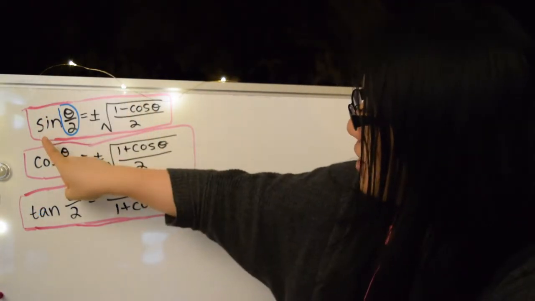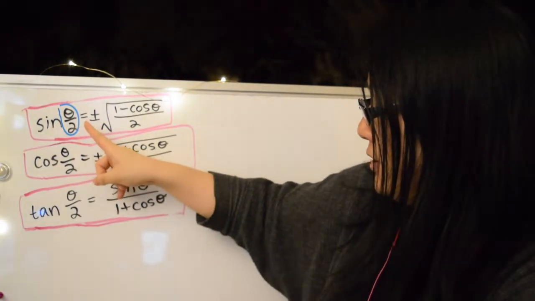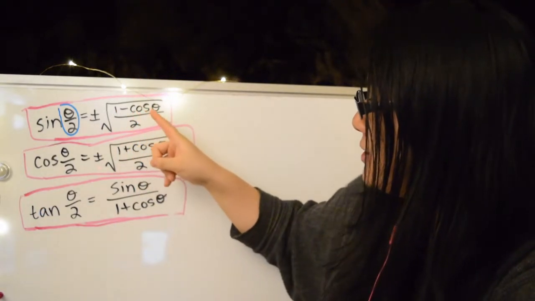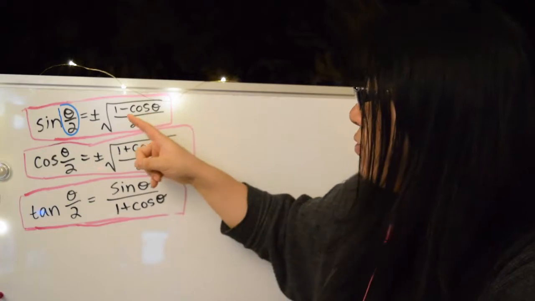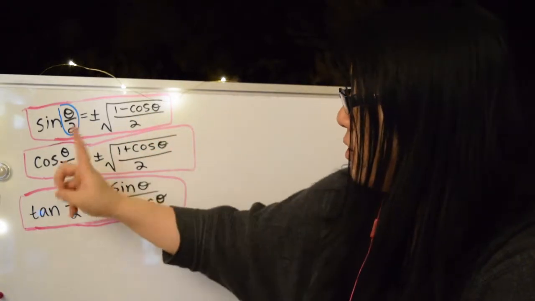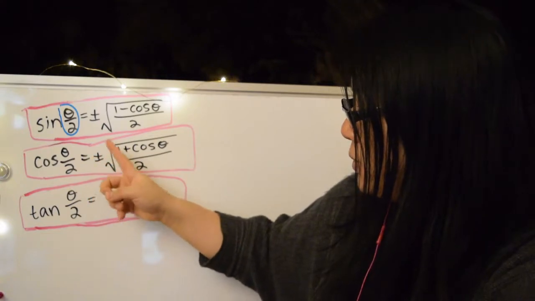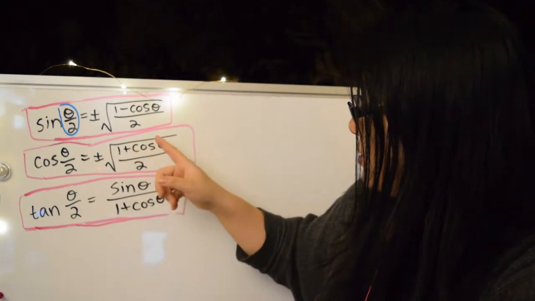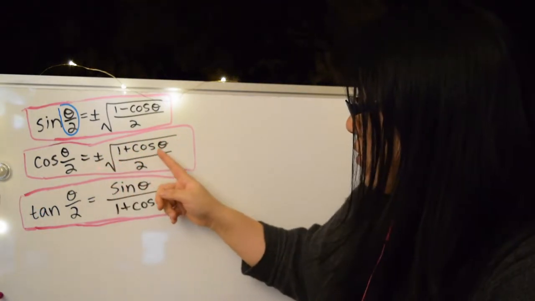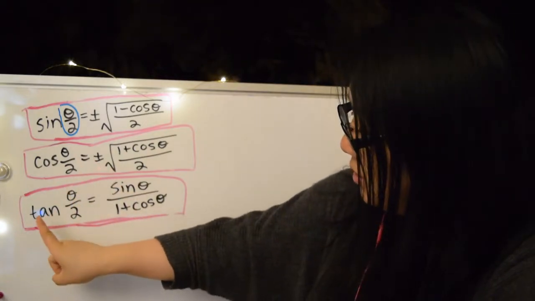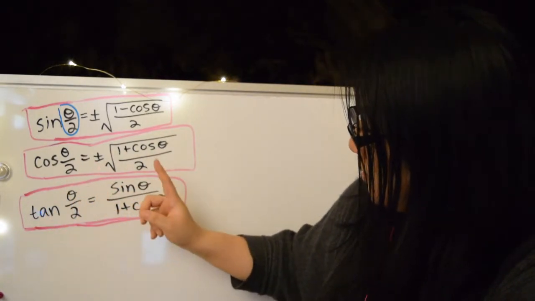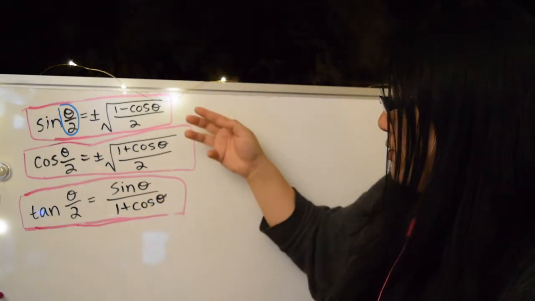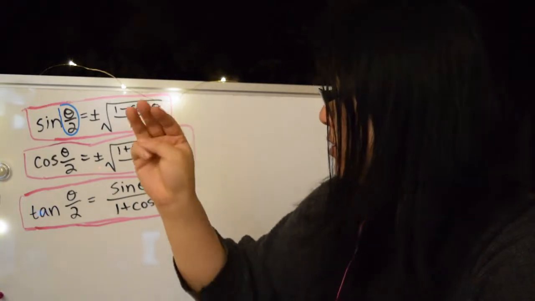So sine of theta over 2 equals plus or minus the square root of 1 minus cosine theta all over 2. Cosine of theta over 2 equals plus or minus the square root of 1 plus cosine theta all over 2. Tangent of theta over 2 equals sine theta over 1 plus cosine theta. So these are our three equations.